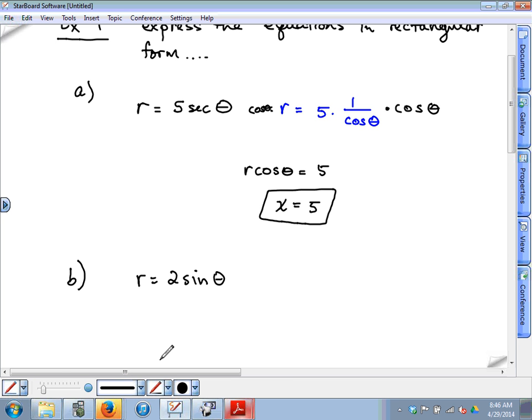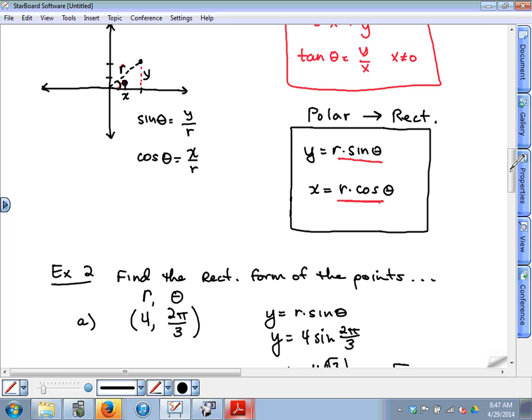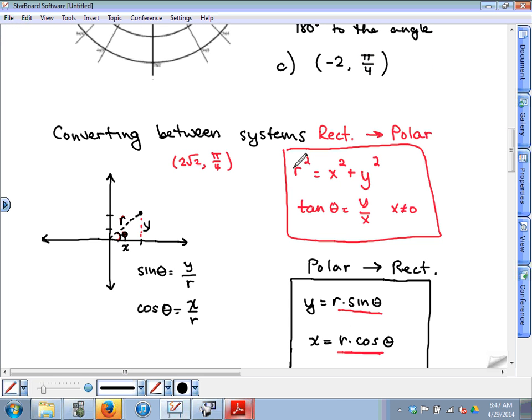Now, a moment ago I mentioned it's really nice if we can get an r sine theta or an r cosine theta expression. It would also be really, really good if we could have an r squared in there somewhere. What if we did have an r squared? What is r squared equal to? x squared plus y squared. So there's another hint. If we can get an r squared in our equation, then we can just change that to x squared plus y squared.